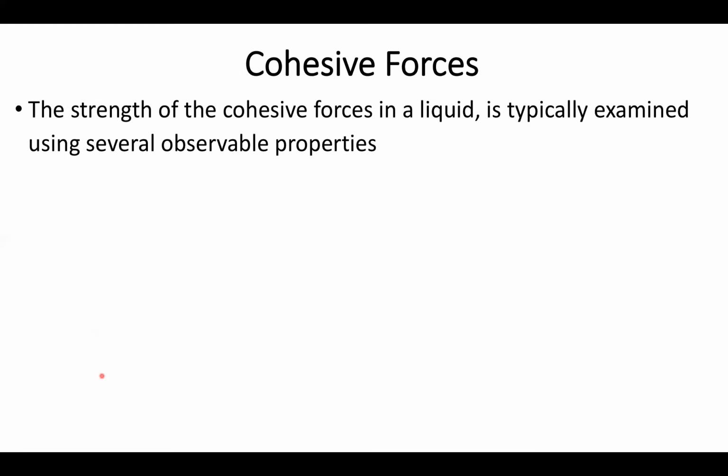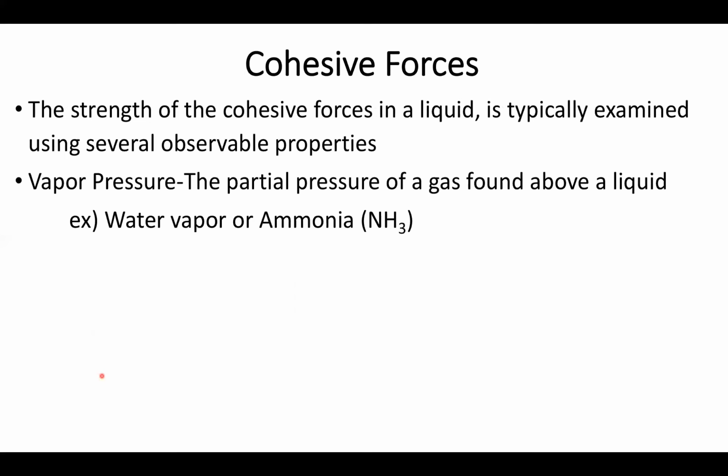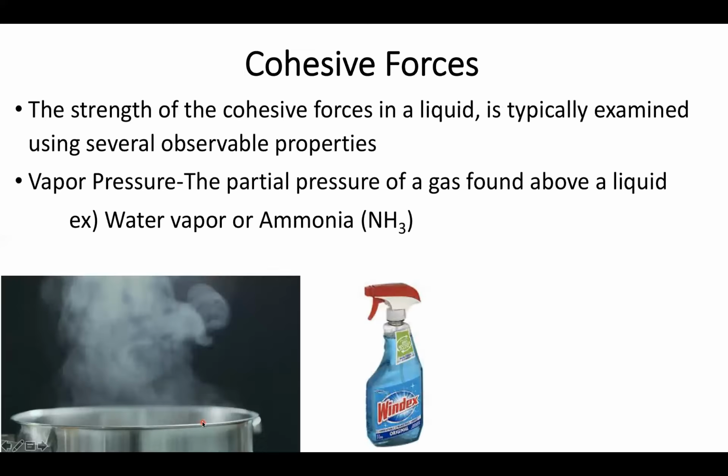And as a result, one of the things we can do is look at the cohesive forces in a liquid by using several observable properties, the biggest of which is going to be vapor pressure. So this is literally, if I have a liquid, how much of that liquid is leaving into the gas phase? Because one of the big things to make note of is anytime you have a liquid, some small portion of molecules will end up leaving the liquid and seeing what's out there. And so what you can do is look at the partial pressure of that substance above the liquid. So for example, if I've got water, there's always going to be some water vapor in the air.